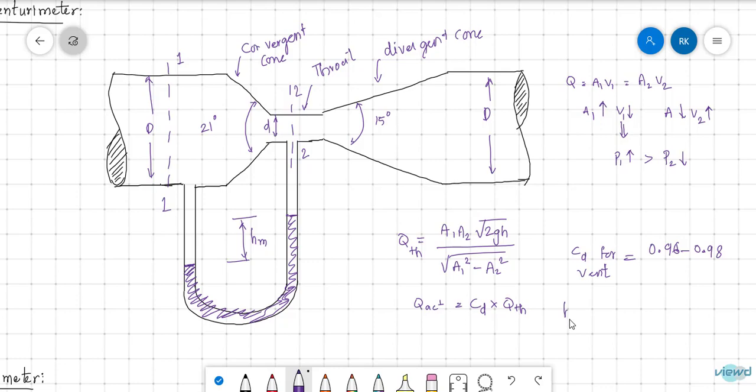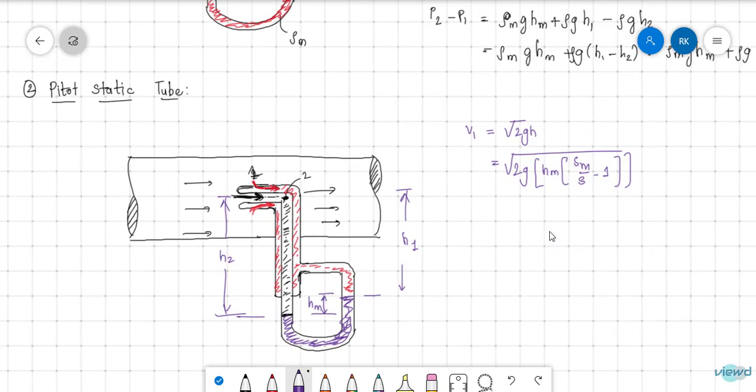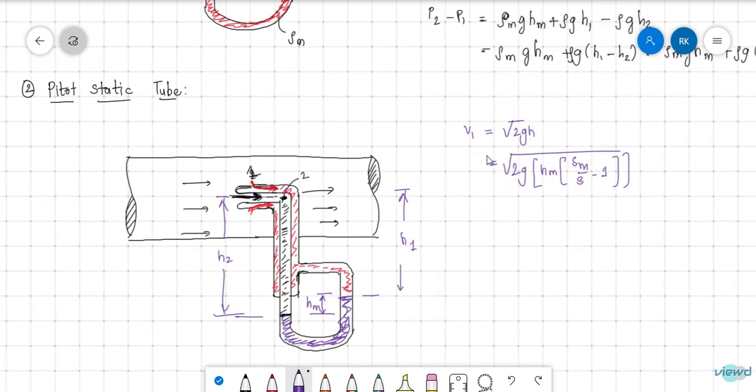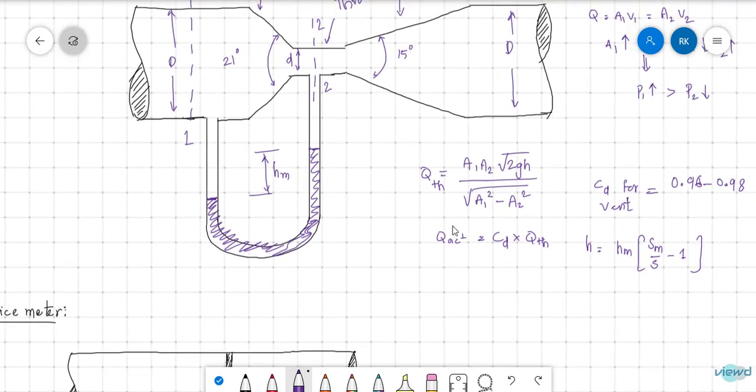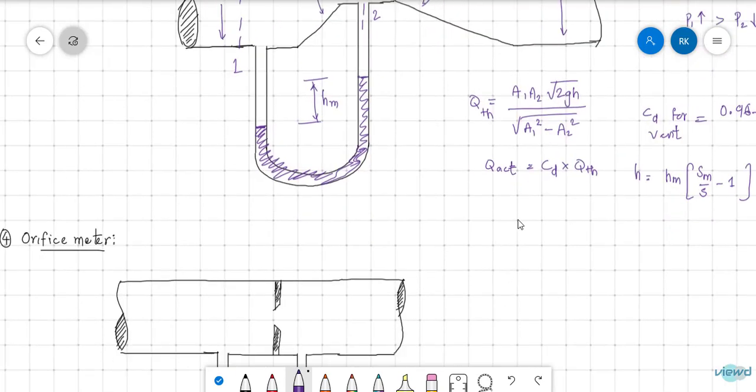And what is H here? H is equal to HM into Sm by S minus 1. So that is the value of H. In this case also, this is the theoretical one. V actual will be coefficient of velocity into root 2GH. So in the venturimeter also, the actual velocity will be the multiplication with the coefficient.